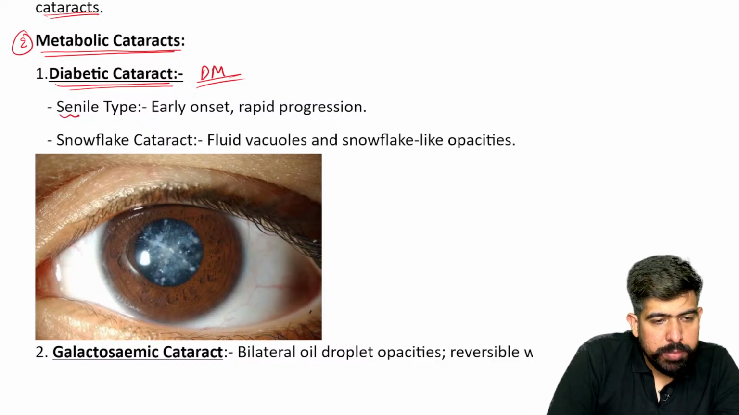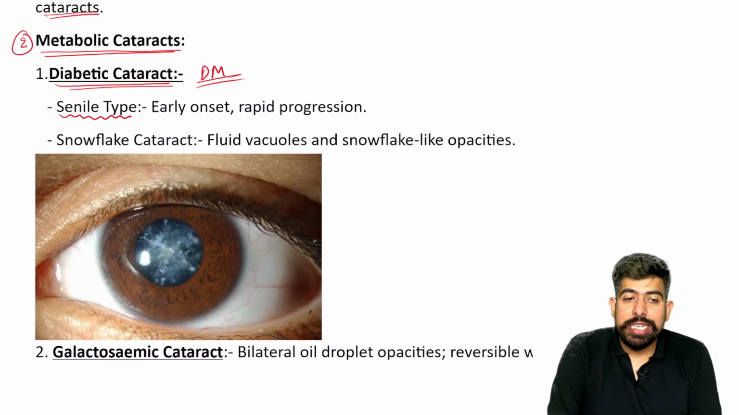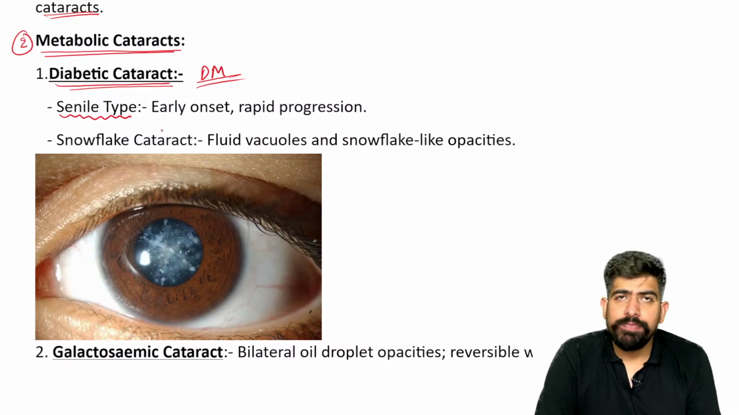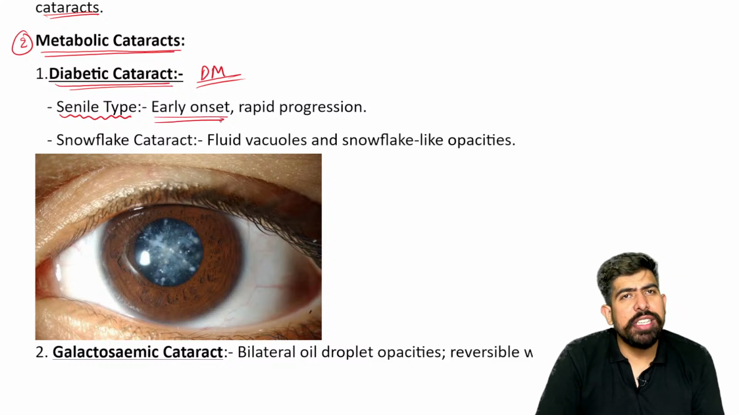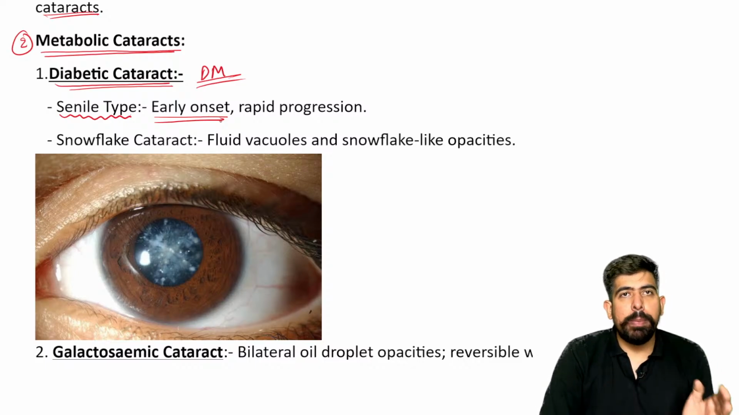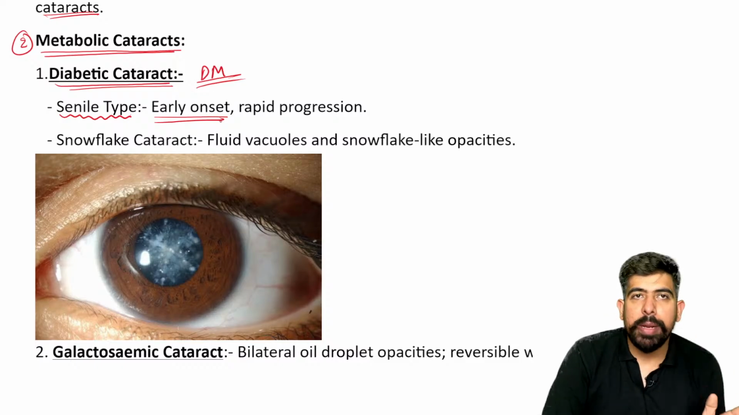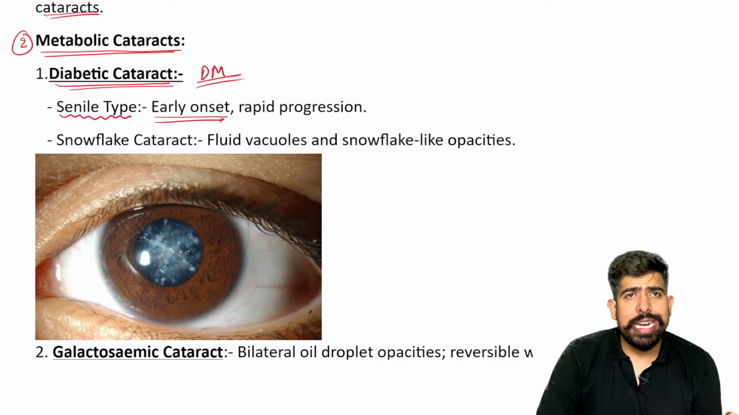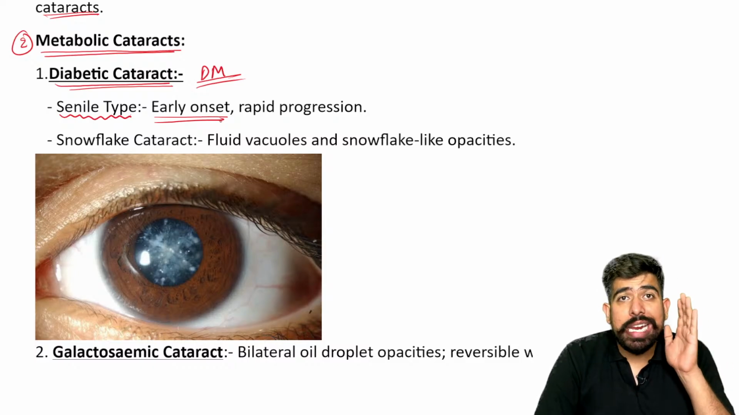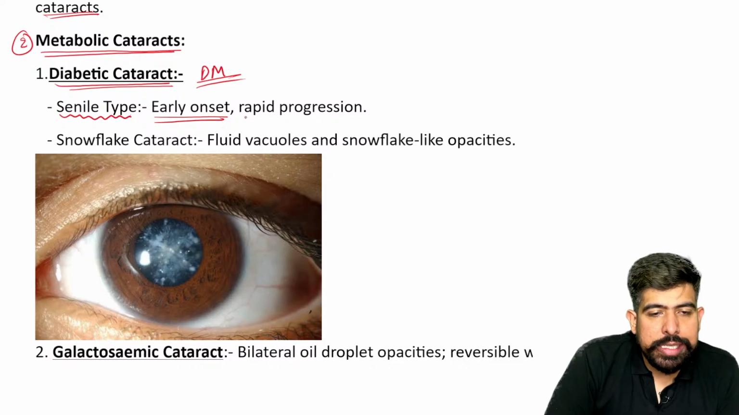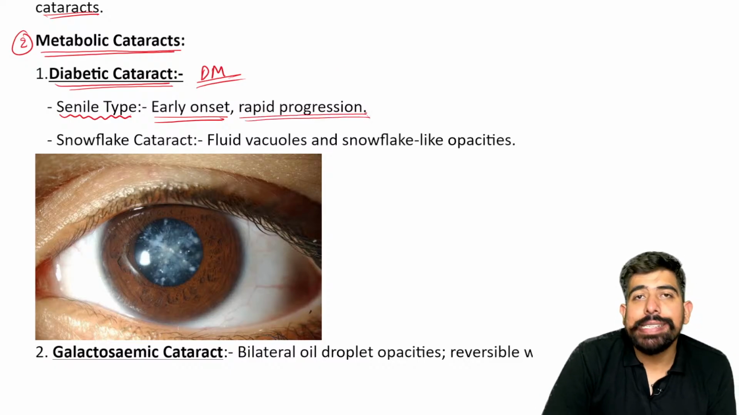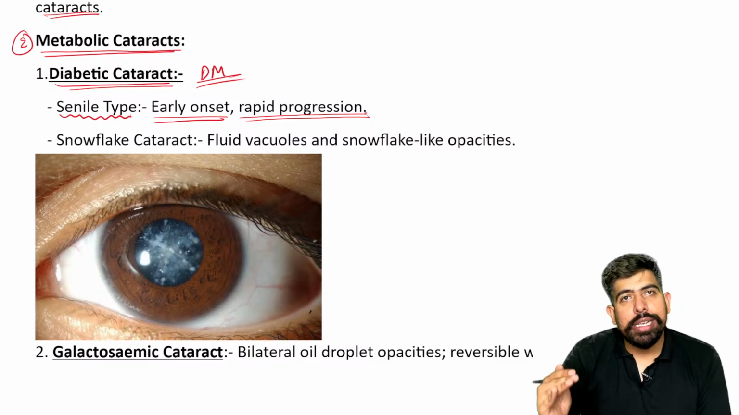We talked about this: diabetes is a risk factor for the senile type of cataract. Also, diabetes will cause early onset. If a non-diabetic person is getting the cataract at the age of 48, the diabetic person will get it at 45 only. So early onset is seen in the diabetic patient. Also, there is rapid progression, so this will progress rapidly.